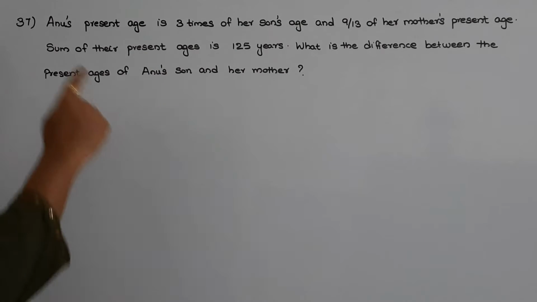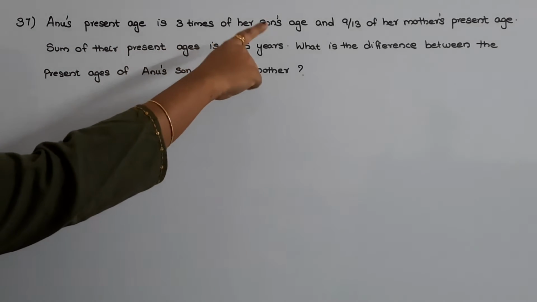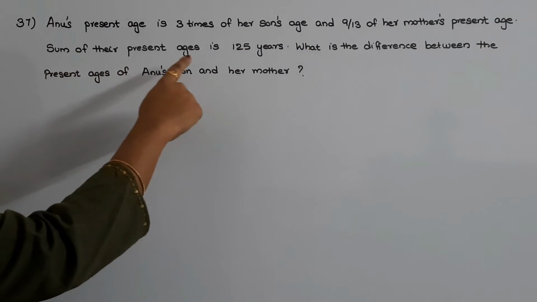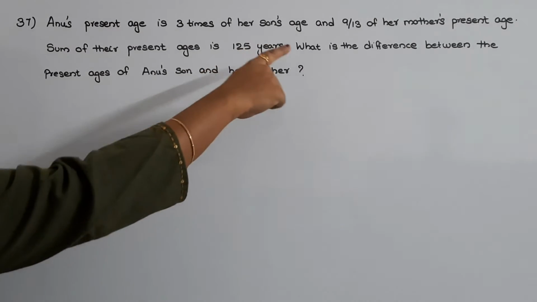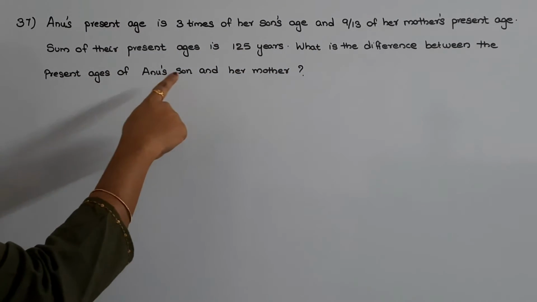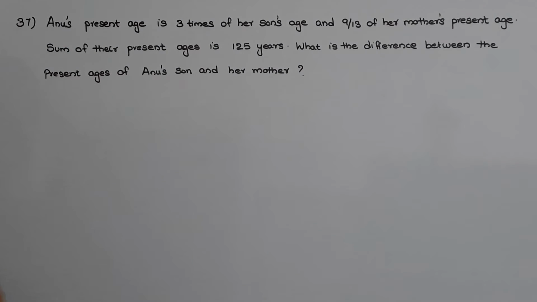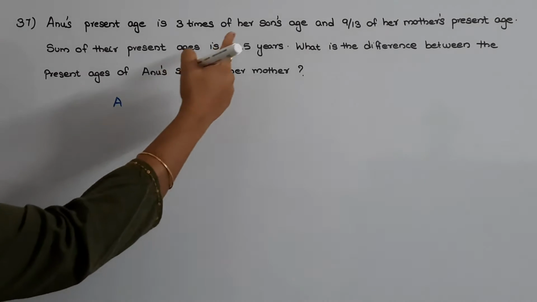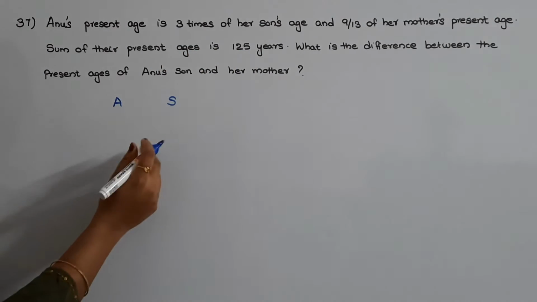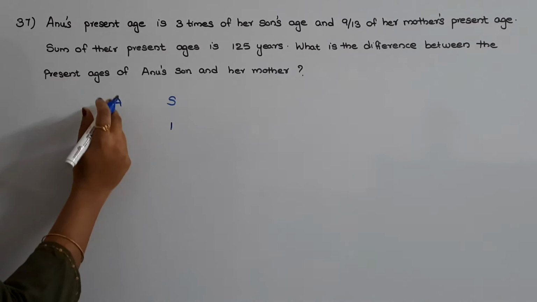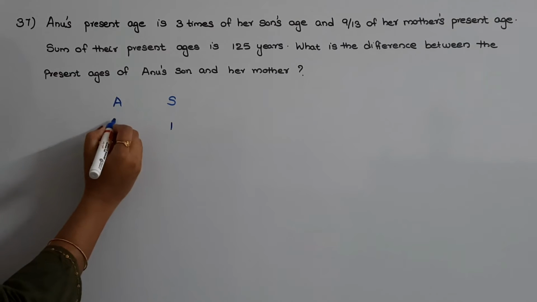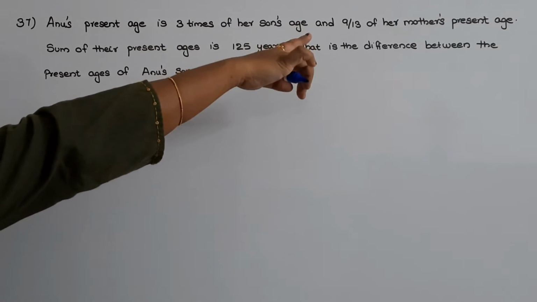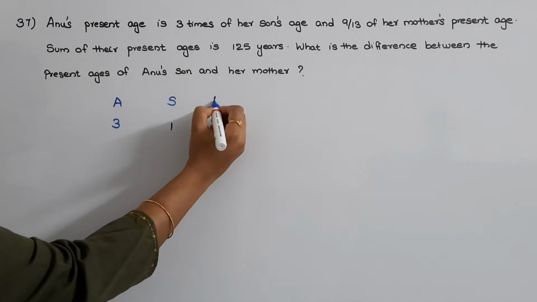The next question is, Anu's present age is 3 times of her son's age and 9 by 13 of her mother's present age. Sum of their present ages is 125 years. What is the difference between the present ages of Anu's son and her mother? Okay, so in this question they are telling that Anu's present age is 3 times that of her son's age. Okay, so if we take son's age as 1, then Anu's age will be 3 times of this value, that is 3.